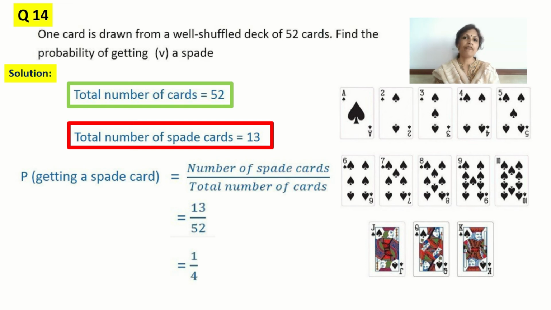So you have to be very careful while reading the sum, what they have asked. It's just a card, or it is a face card, or they're asking for the ace card or numbers. Read the sum carefully. Alright.